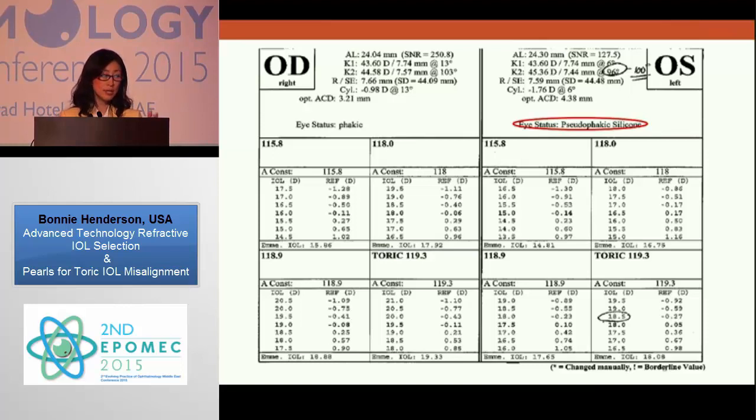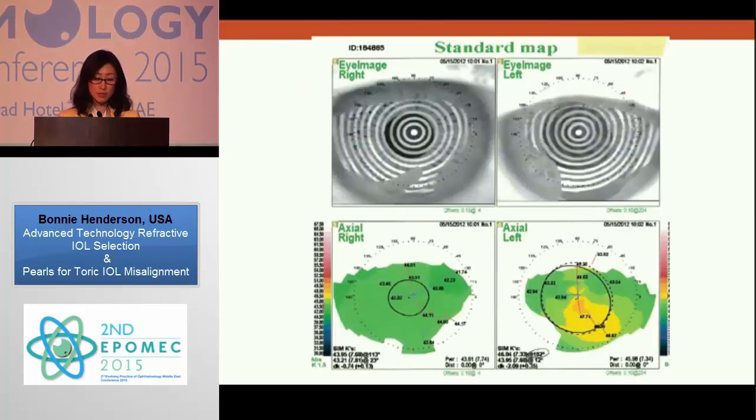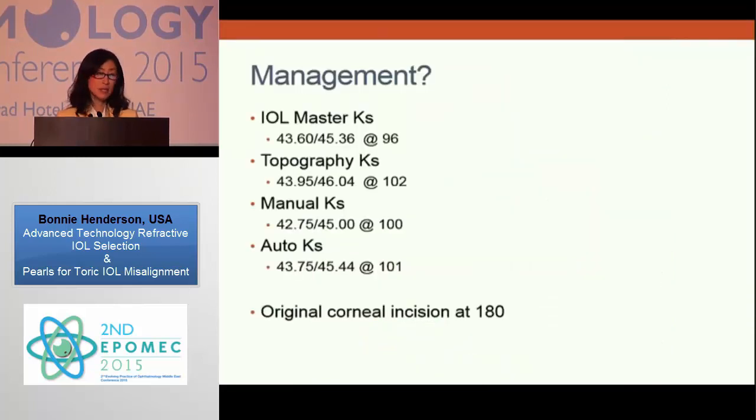So you'll see that the IOL Master shows that it's steep at 96 degrees, and there's about 1.75 diopters of cylinder in the cornea. And here's the topography. And fortunately, the topography is similar. The axis here is 102. And here are the other Ks. So the IOL Master Ks, it's steep at 96. The topography 102, manual K is 100, auto K is 101. And fortunately, the axis is fairly similar, but the amount of K is a little bit different.